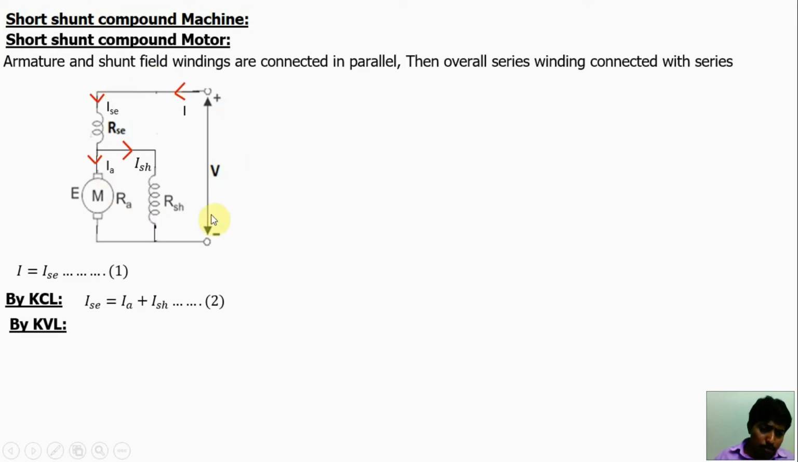Apply Kirchhoff's voltage law for this outer loop. Input voltage is V. V is equal to this drop ISE RSE, this drop IA RA, armature resistance, V brush drop, plus E.